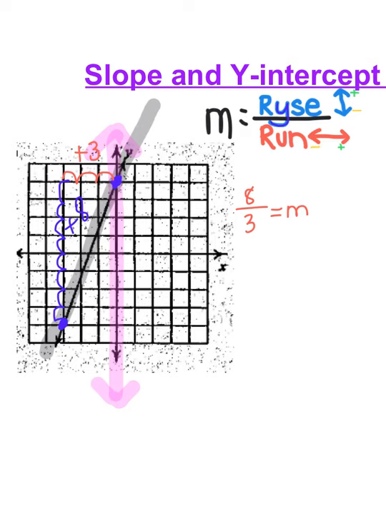Now the y-intercept is where the line crosses the y-axis. So I highlighted the y-axis in pink, and then I highlighted the line itself in that grayish color. Where the lines cross each other, that's right here at that spot. If this is my origin, I'm 1, 2, 3, 4. So my y-intercept is at the positive 4 on the y-axis, or you might have it written as an ordered pair, which would be 0, 4.